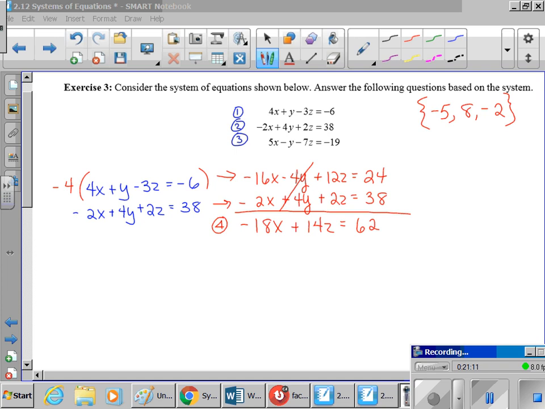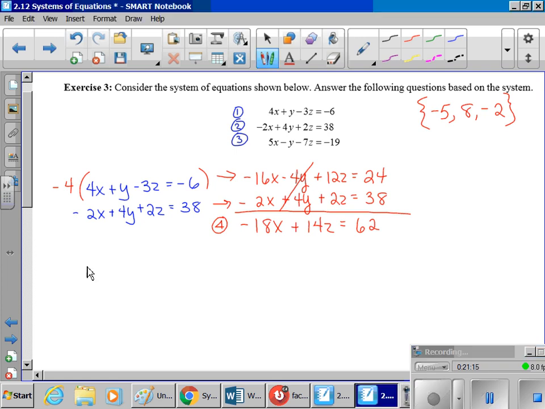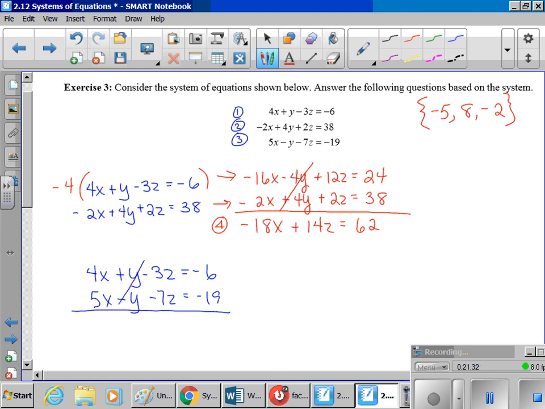So the next one's a little bit easier because this time I'm going to use 1 and 3. So 1 says 4x plus y minus 3z. Probably should have done this one first. I usually like to do the easier ones first. 2x minus y minus 7z is equal to negative 19. These cancel. I get 9x minus 10z is equal to negative 25. So we'll call this one equation 5.